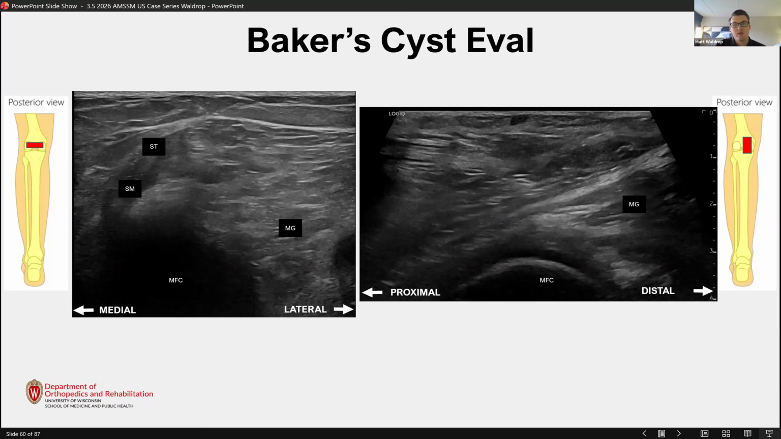And then if you rotate the transducer 90 degrees, you can evaluate this in long axis as well, with the medial head of the gastrocnemius on the right side. Again, considered a normal exam in our patient.